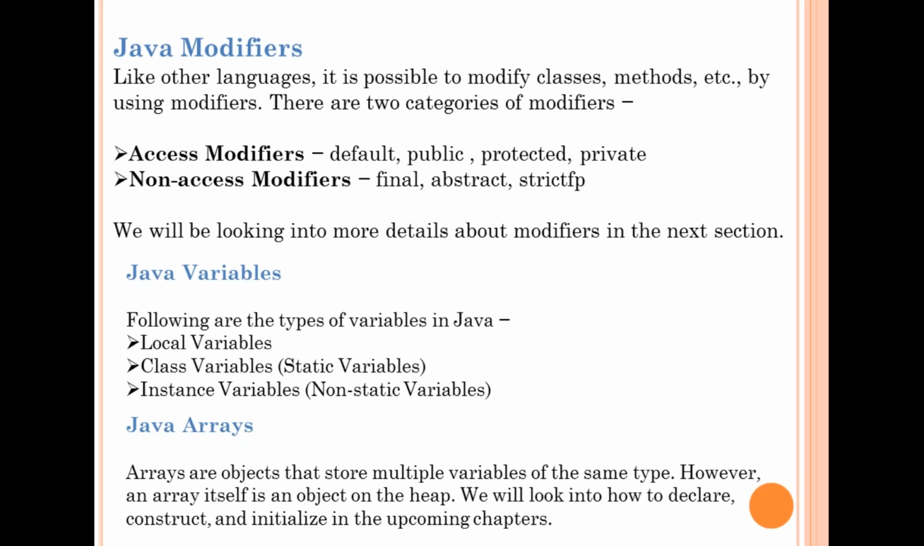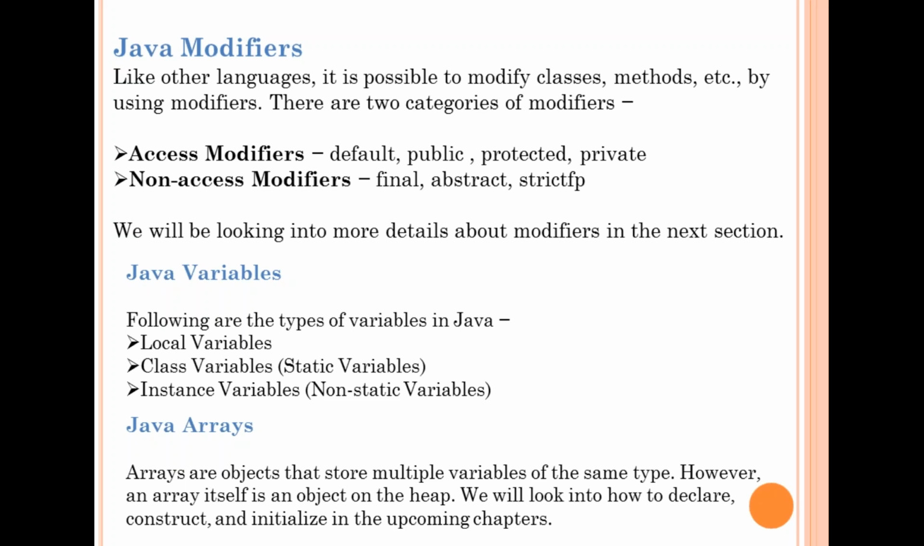Java modifiers. Like other languages, it is possible to modify classes, methods, etc. by using modifiers. There are two categories of modifiers: access modifiers and non-access modifiers. Let's start with access modifiers. Access modifiers are default, public, protected, or private. Non-access modifiers are final, abstract, strictfp. We will be looking into more detail about modifiers in the next section.